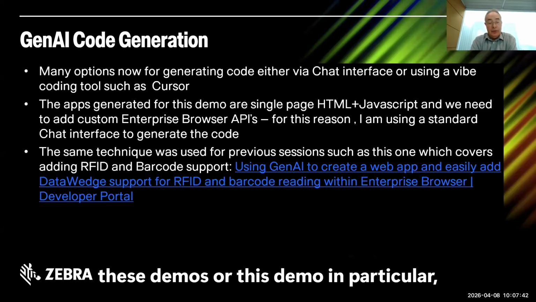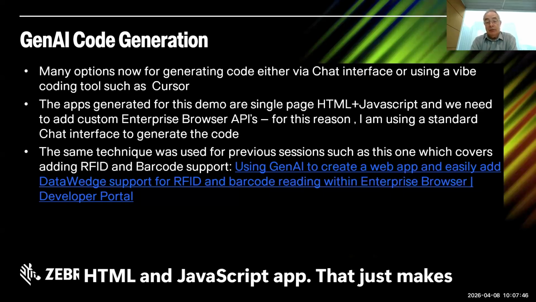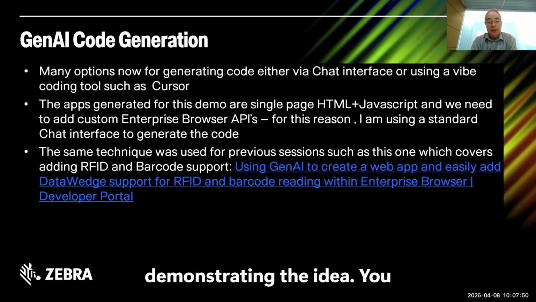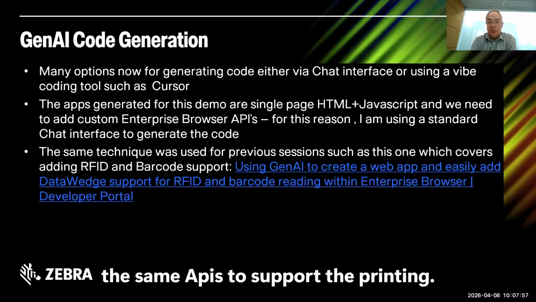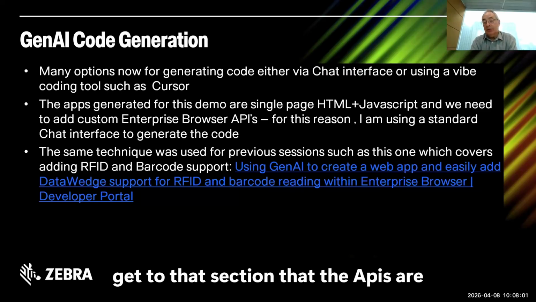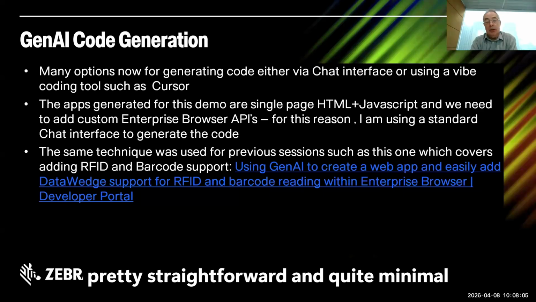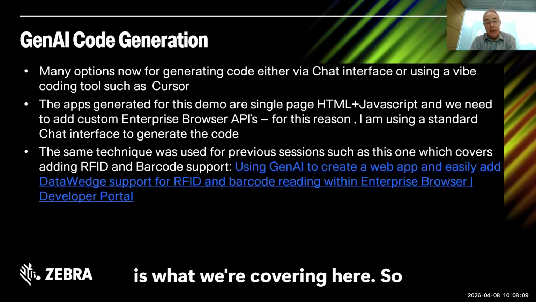Now for this demo in particular, we're going to generate a single page HTML and JavaScript app. That just makes it simple from the point of view of demonstrating the idea. You could build a bigger application and add the same APIs to support the printing. And I think you'll see, hopefully, when we get to that section, that the APIs are pretty straightforward and quite minimal in order to do Bluetooth printing, which is what we're covering here.